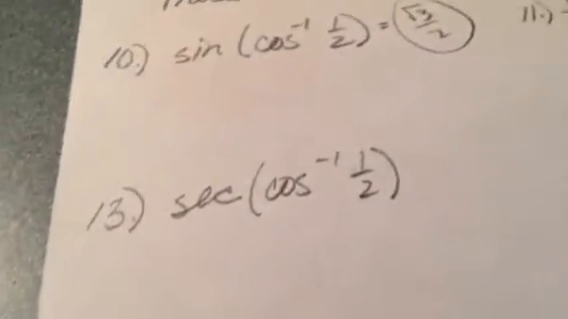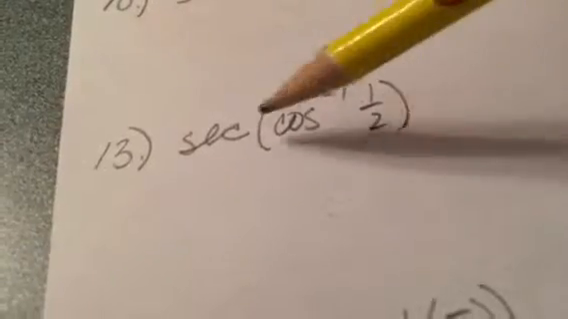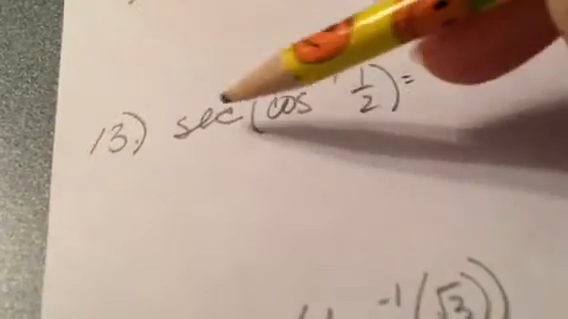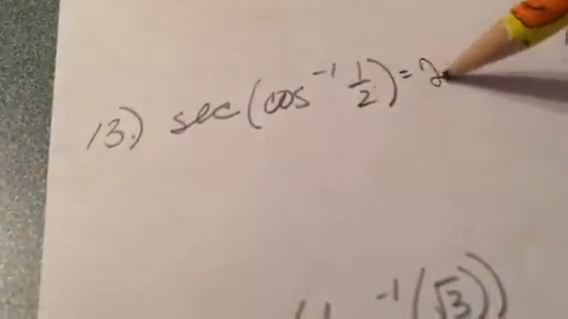All right, this one translates into, for the angle that has x value 1/2, what's the secant? Well, if the cosine's 1/2, the secant's the reciprocal, so that's just 2.